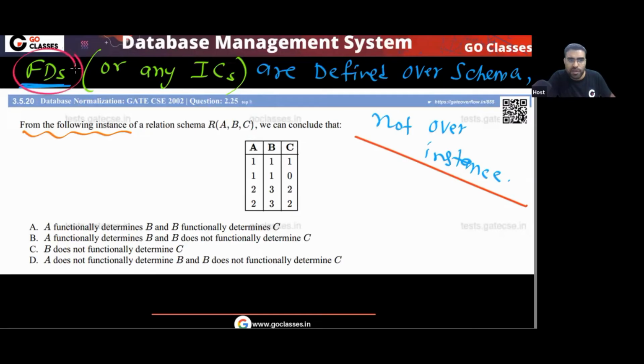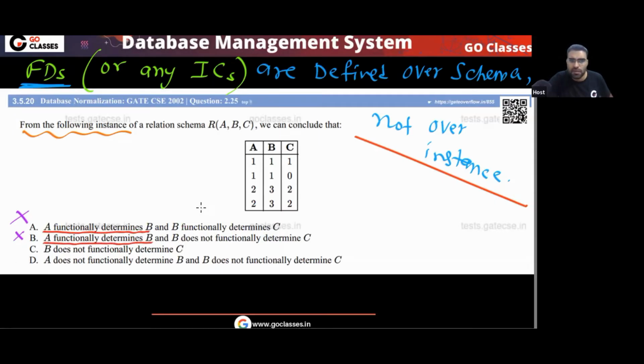but you can never say that some functional dependency will hold, because functional dependencies are defined over the schema. They are not defined over the instance. Is this clear? From this instance, you can only eliminate; you can never say that a functional dependency holds. So you can never say option A, you can never say option B.